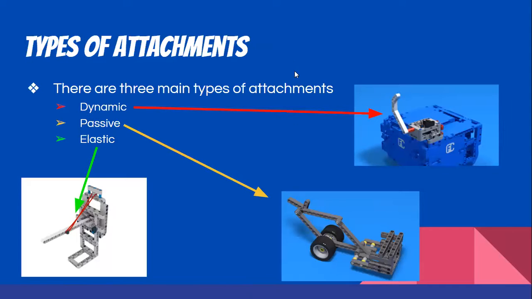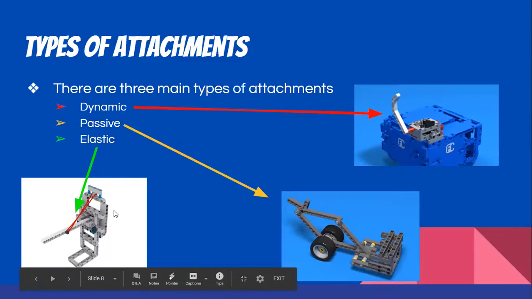Now we will talk about the types of attachments. There are 3 main types of attachments. One, dynamic attachments, which rely on the use of a motor. Two, passive attachments, which do not rely on a motor and can be moved through the robot's movements or through external forces such as gravity. And three, elastic attachments, which move through the stress of a rubber band, as you can see in the picture.